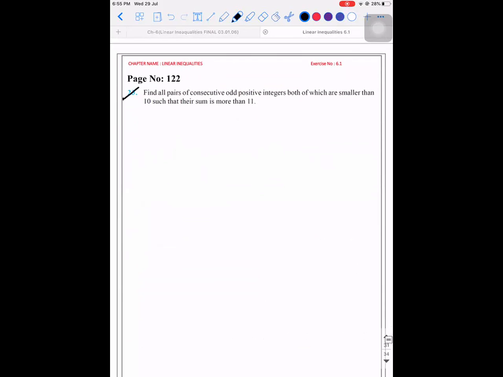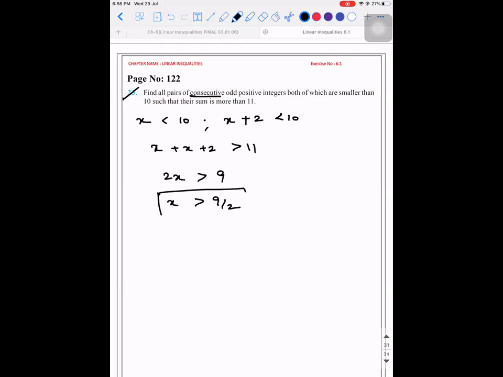Can you guys do the 23rd also? Find all pairs of consecutive odd positive integers, both of which are smaller than 10, such that their sum is more than 11. So x is less than 10 and x plus 2 is also less than 10. And their sum is more than 11. So x plus x plus 2 should be greater than 11. So 2x should be greater than 9. x should be greater than 9 by 2. So x should be greater than 4.5.